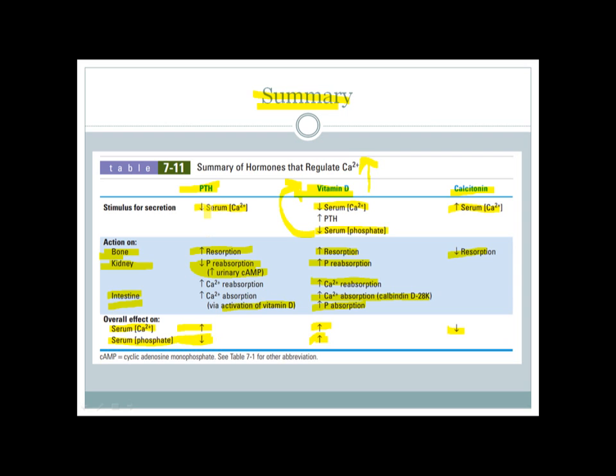So parathyroid hormone causes hypercalcemia, vitamin D can cause hypercalcemia, parathyroid hormone causes hypophosphatemia, but vitamin D causes hyperphosphatemia. So the main difference, the only difference, is phosphate. Parathyroid hormone trashes phosphate. Parathyroid gets rid of phosphate. Vitamin D preserves phosphate. And calcitonin is on calcium. Calcitonin reduces serum calcium.